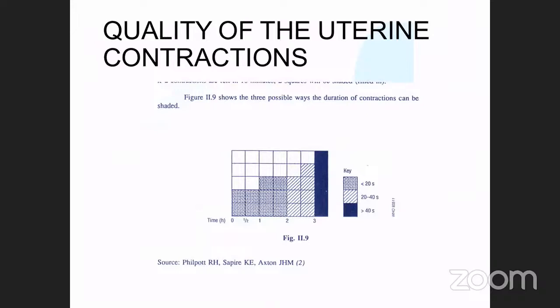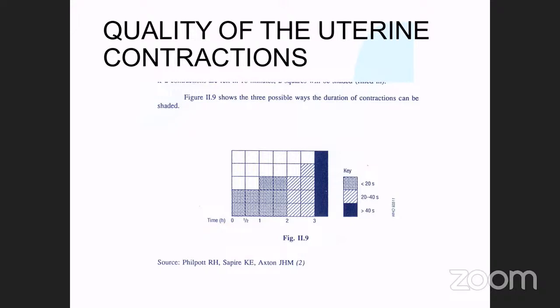Now, if you look at this, each of these columns has 5 boxes. So the number of boxes you shade depends on the number of contractions in 10 minutes. We said you should have 3 to 5 contractions in 10 minutes. So if she's having 2 contractions, you shade 2 boxes; 3 contractions, 3 boxes; 5 contractions in 10 minutes, 5 boxes; 4 contractions, 4 boxes. Now, what about the duration?